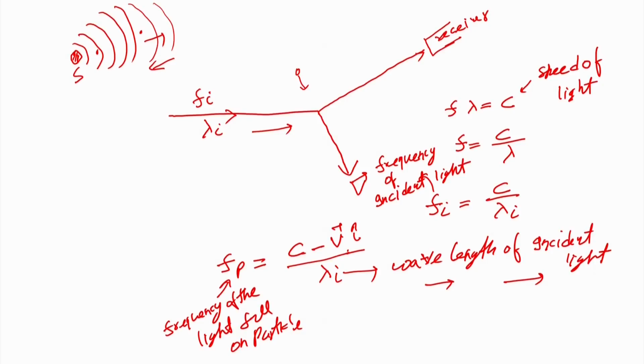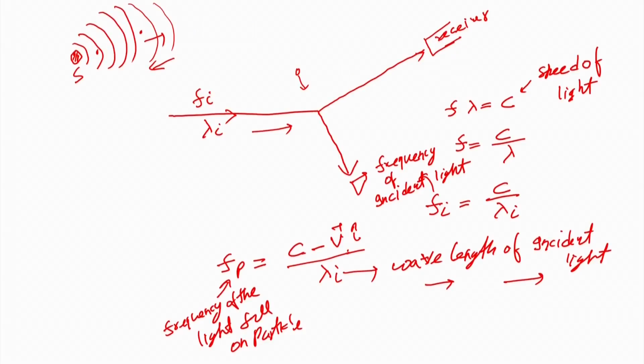Now, what do we need? We also need to find the lambda p. Lambda p means the wavelength of the particle frequency. So, the light which has been transferred from the particle, what will be the frequency of that light? This lambda p is about the Doppler shift, and lambda p is equal to C upon F p. It is the same thing I have written: F p is equal to C upon lambda p, so lambda p is equal to C upon F p.